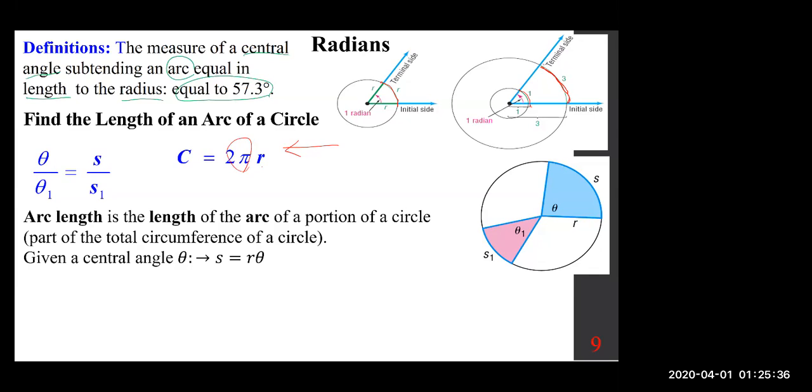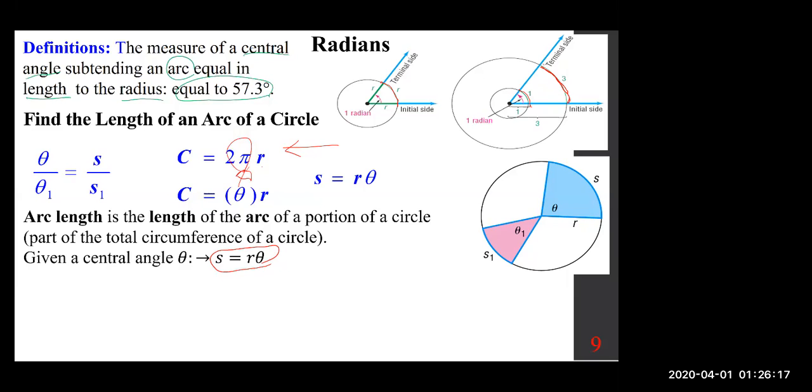So 2 pi can be represented by theta. So C equals R theta in essence, where theta is 2 pi for the circumference. If this is the case, then we call it S equals R theta. If theta is 2 pi, it's the circumference of a circle. If it's not, we call it the arc length. S equals R theta.